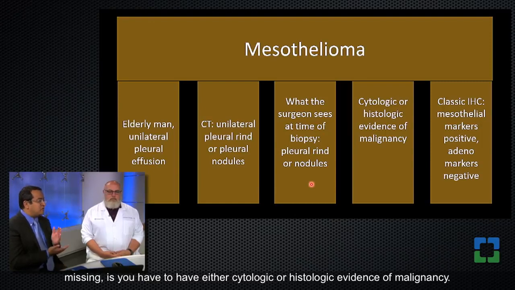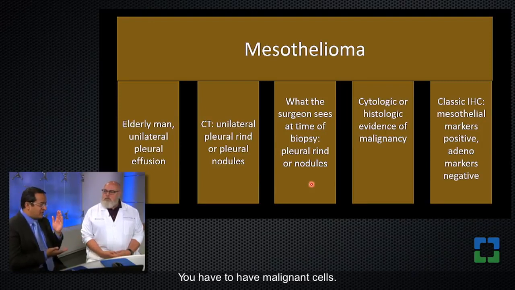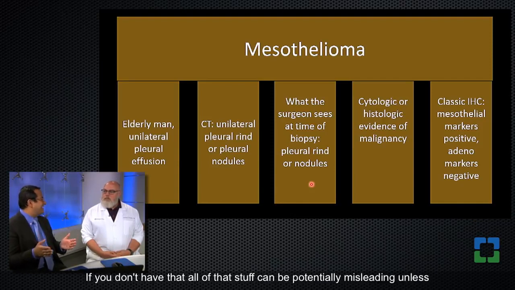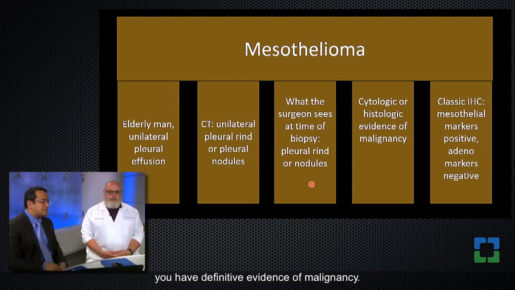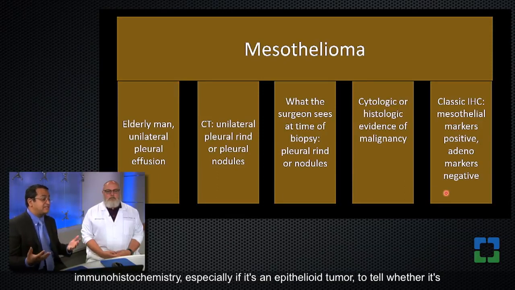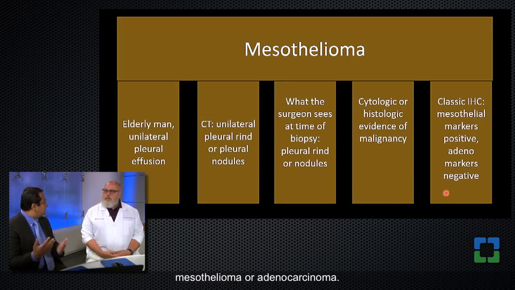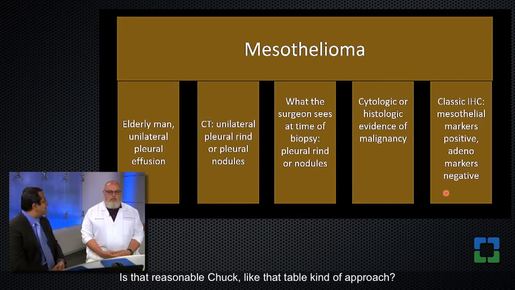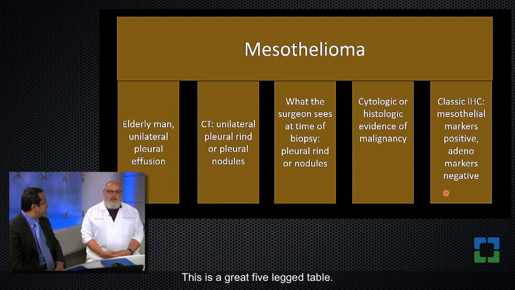And then what I think is really the key leg, the one that really can't be missing, is you have to have either cytologic or histologic evidence of malignancy. You have to have malignant cells. If you don't have that, all of that stuff can be potentially misleading unless you have definitive evidence of malignancy. And then once you've decided that it is malignant, then you want to do immunohistochemistry, especially if it's an epithelioid tumor, to tell whether it's mesothelioma or adenocarcinoma. Is that reasonable, Chuck, like that table kind of approach? This is a great 5-legged table.